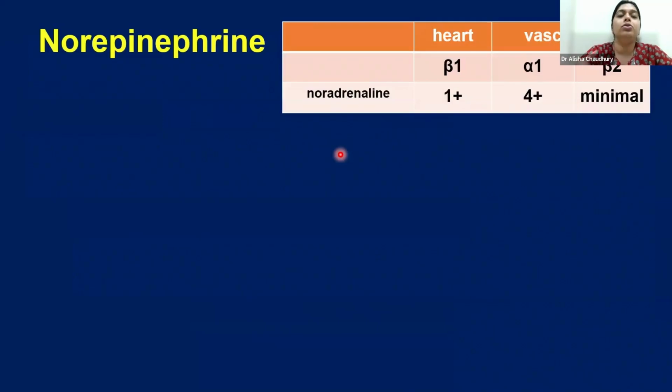Now, when we talked about those receptors, alpha 1, beta 2, we definitely want to know where NORAD is going to act. Look at it, beta 1, only 1 plus. That means very minimal effect on the heart. It is not really going to help us with the heart. Look at alpha 1, it is 4 plus. That means very good vasopressor effect. It is going to constrict the vessels and increase your blood pressure. But beta 2 is minimal. That means very poor vasodilator effect.